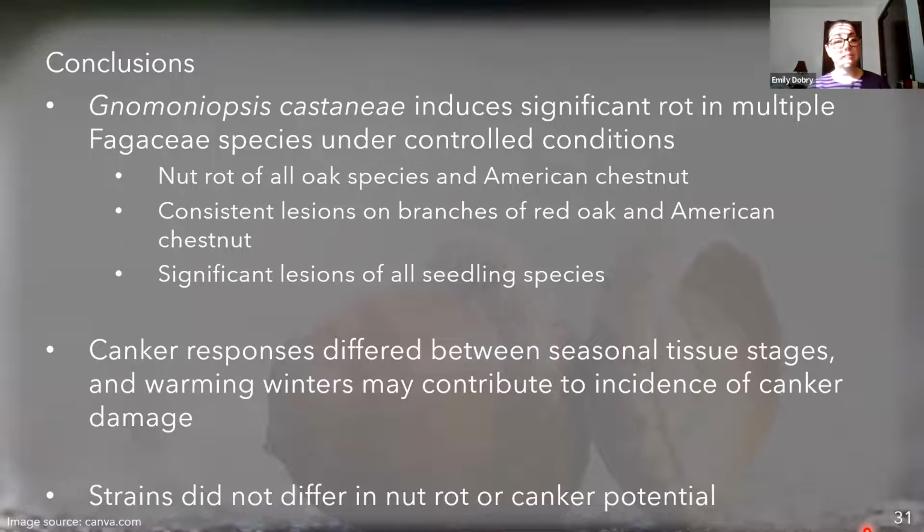We also saw that the canker responses differed between the seasonal tissue stages, and this could be really important as we continue to experience warming winters, which might contribute to a greater incidence of canker damage. If we have warm spikes in the middle of the winter where the pathogen has the opportunity to grow, but the trees aren't active enough to combat that infection, we may see more canker damage. But importantly, we did see that none of these strains differed in their nut rot or cankering potential. So we're not seeing that one of these strains is more virulent than another.